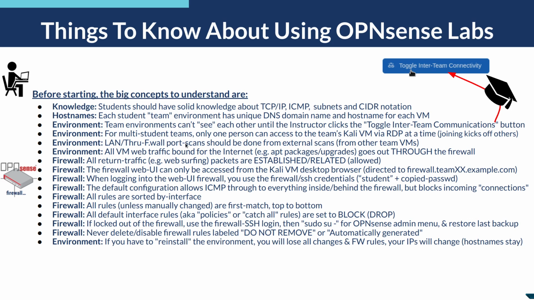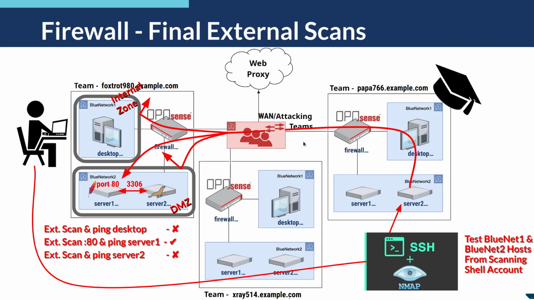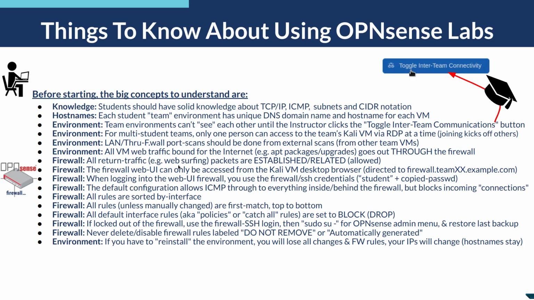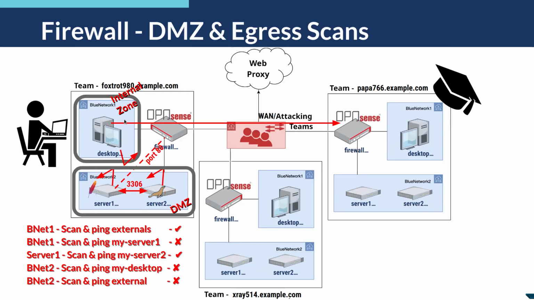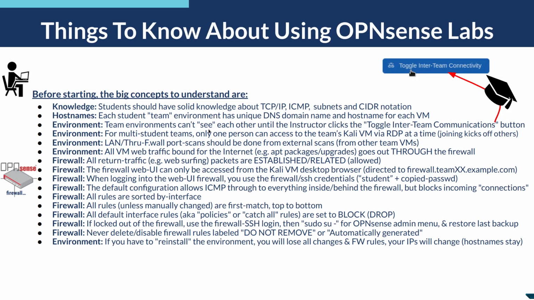For LAN and through-firewall port scans, it should be done from external scans. So we talked about that when you're doing scans. You can't really scan your internal stuff, your external firewall rules from inside. You've got to be outside. So that's all that's saying. All VM web traffic that's bound for the internet goes through the firewall. So if you turn off egress traffic for Blue Network 1, for example, if you turn off all egress traffic, then they won't be able to surf. So that's something to be aware of, should be kind of obvious.